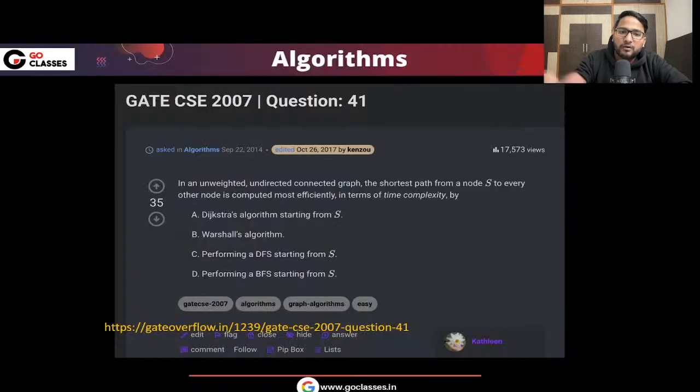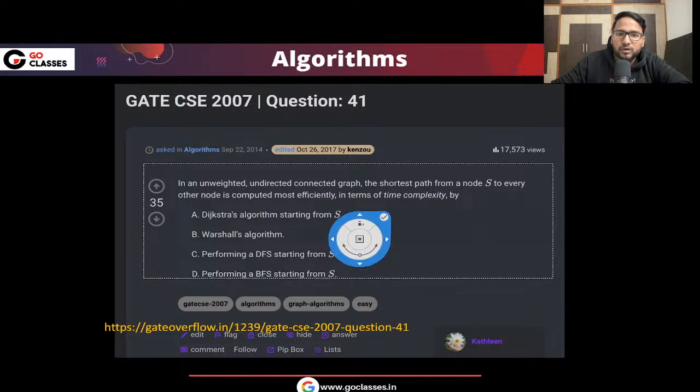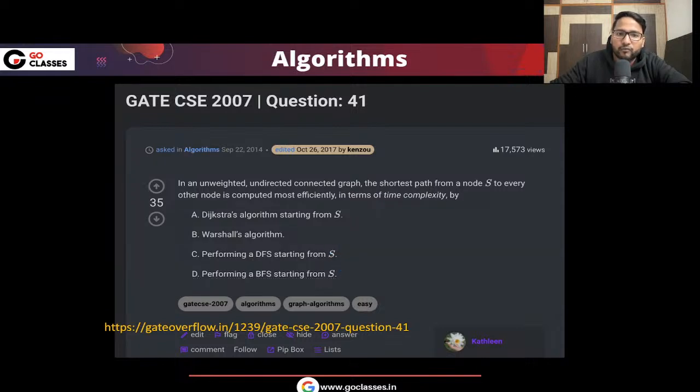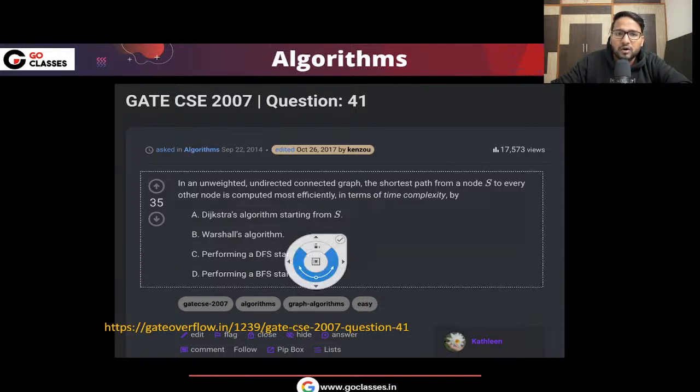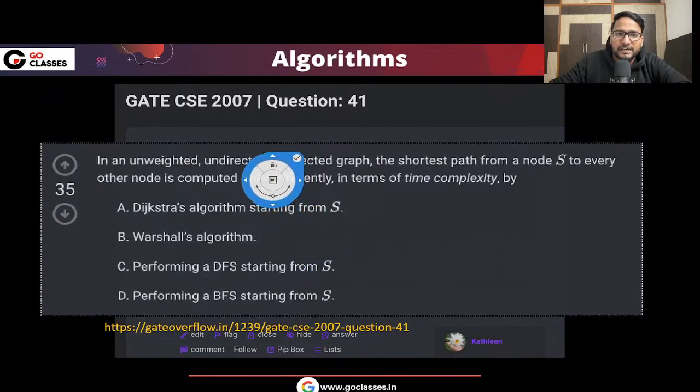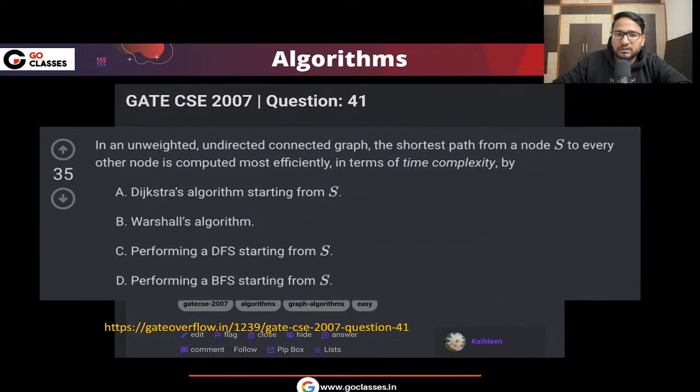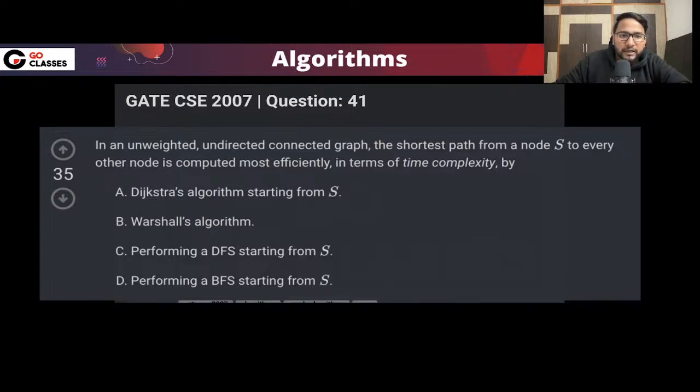Now let's try solving some questions that they have asked. Maybe you can solve this question. Actually, you will get to understand Dijkstra and Floyd-Warshall algorithms and these things in the coming slides. But for now, can you try solving this question? What they are trying to say is that you have an undirected, unweighted graph. The shortest path from S to every node is computed most efficiently by which approach?